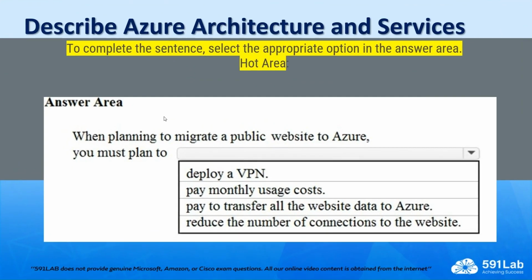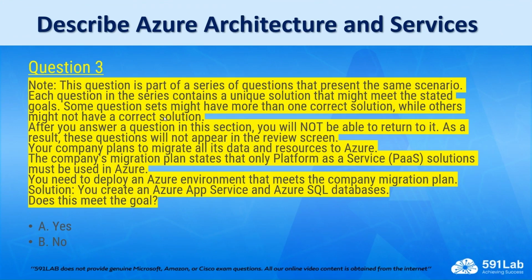So let's proceed to the next question. Question 3 is a series of questions that needs you to analyze the problem and understand. The question reads: after your company plans to migrate all its data and resources to Azure, the company's migration plan states that only platform as a service solutions must be used in Azure. You need to deploy an Azure environment that meets this company migration plan. The solution being provided is that you create an Azure App Service and Azure SQL databases. Does this meet the goal?